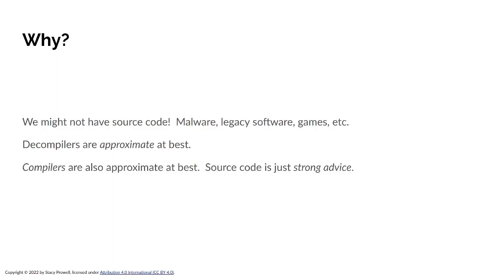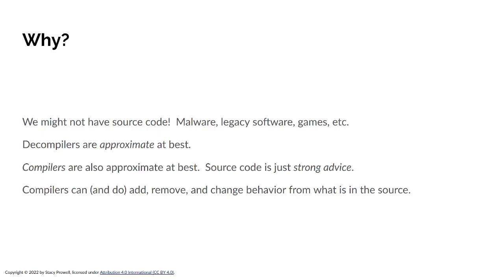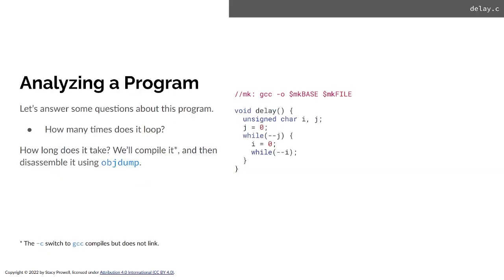Another thing to think about is that compilers are approximate at best. Source code is strong advice. The compiler may make some decisions that it didn't tell you about, and those may change what you see. So the linkage between the high-level language and the low-level machine code, and in fact what happens on the machine, is not as clear-cut as we often like to think it is. Compilers, just like the processor, can add, remove, and change behavior from what's in the source, and we'll see that.